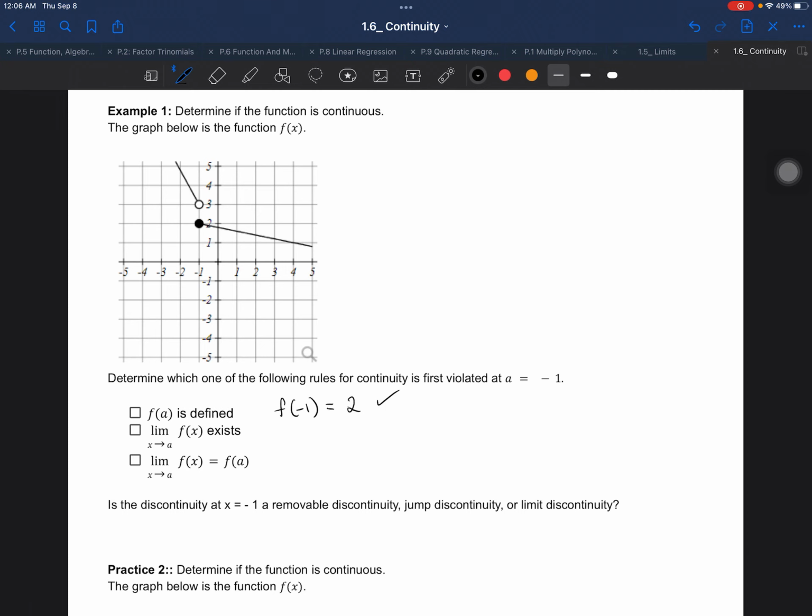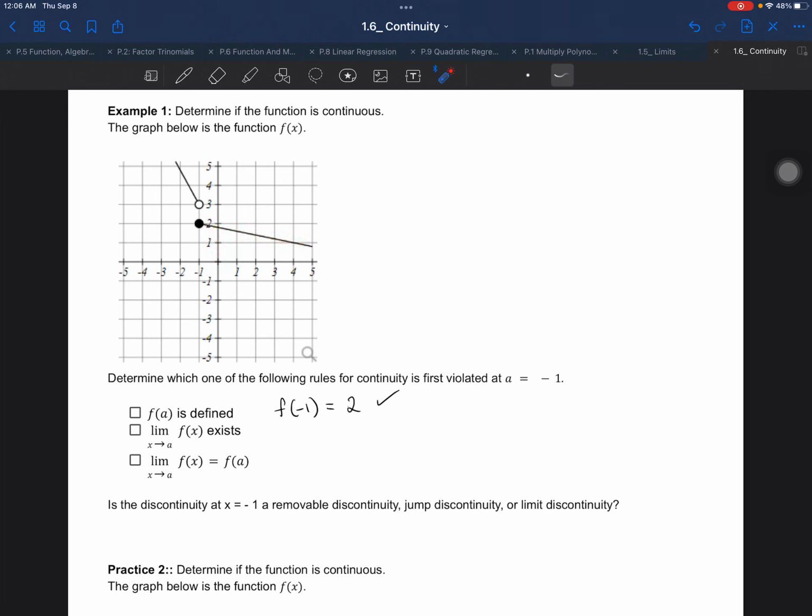The next one is the limit. If the limit of f of x exists as x goes to a. So we look at this. We can see the limit of the left side. As x approaches -1, the value of the function, meaning the y value, is going down, down, down, all the way to 3. But when you come from the right side, the value of the function is increasing, increasing, increasing to positive 2.